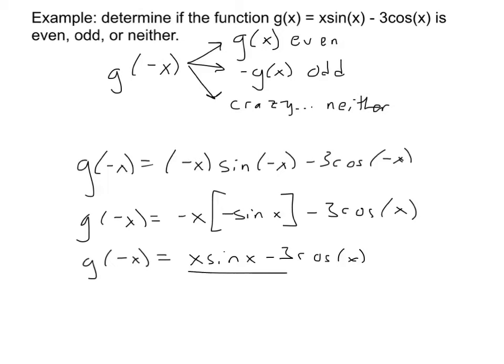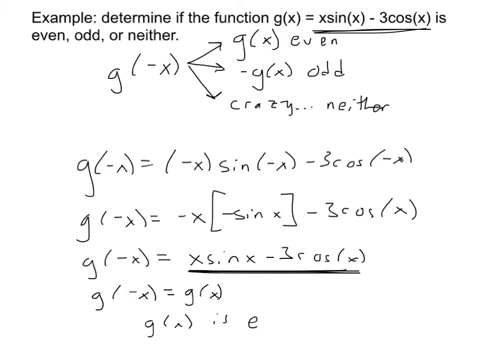Notice that this function that we got is exactly the same as the original function. Because of that, we can see that g of negative x is g of x, and that means that g of x is an even function.